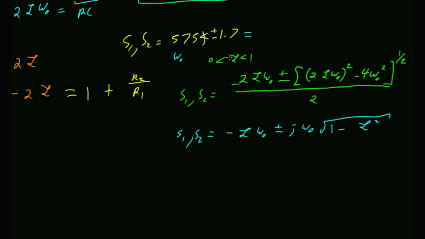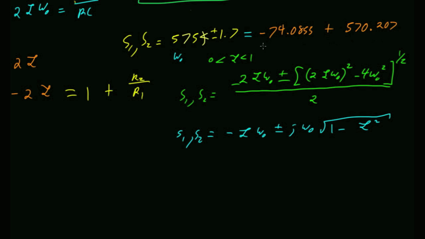Let's see, can I convert this to polar form? This squared plus this squared is going to give me omega naught, and the angle is going to be inverse tan of this part over this part. That's ugly. Okay, so let's convert this to rectangular form.